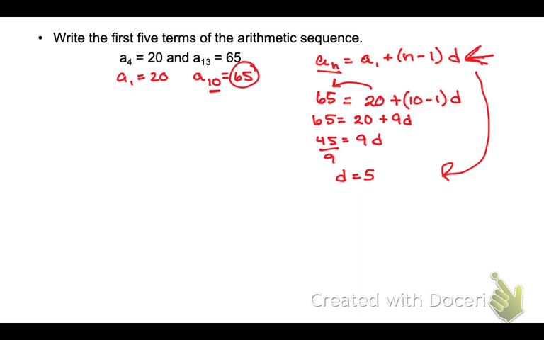Yeah. Okay, so now that I have the difference, can I go back here and do the same thing again to find a sub 1?